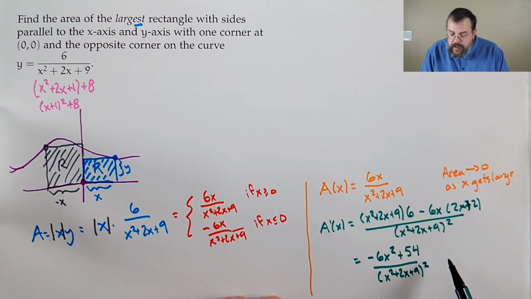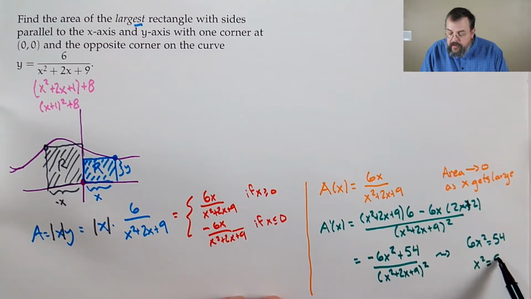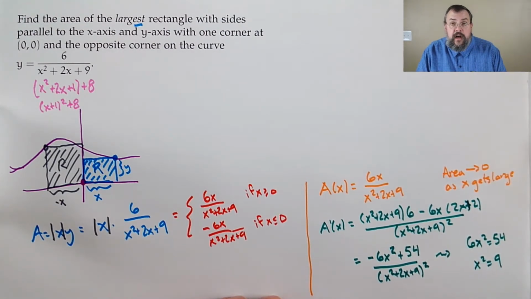So, what do we get? Well, if we want to set the derivative equal to 0, we need the top equals 0, which says we really need 6x squared equals 54, or we need x squared to be 9, because 54 divided by 6 is 9, which tells us that our expression, A of x, has critical points at 3 and negative 3.